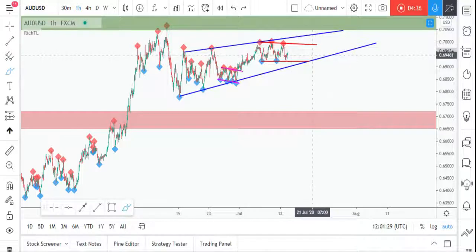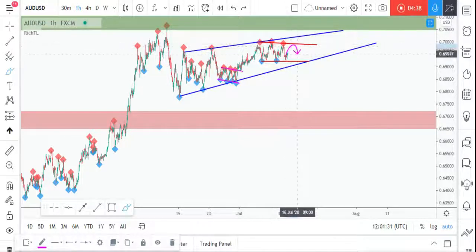That's our first scenario. Our second scenario would be a break of our upper red trend line upward. In this case, we'll not buy, but we'll look for new sell setups to form around our green resistance.